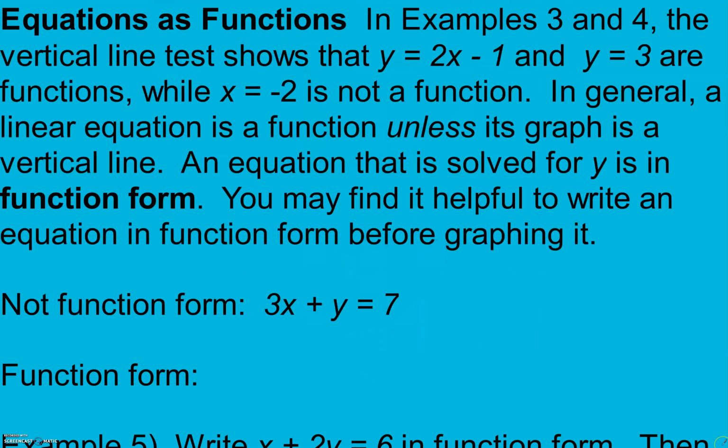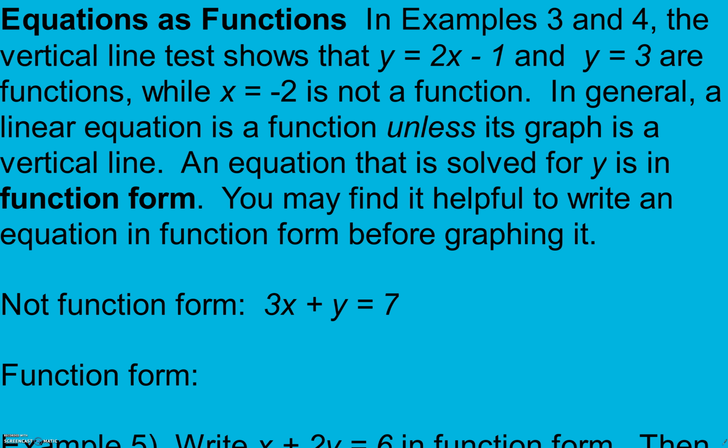Equations as functions. In examples 3 and 4, the vertical line test shows that y equals 2x minus 1 and y equals 3 are functions, while x equals negative 2 is not a function. Remember how we had multiple points and I connected them with a vertical line? That means it fails our vertical line test. In general, a linear equation is a function unless its graph is a vertical line.